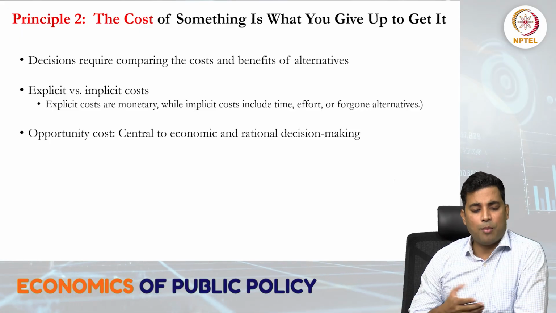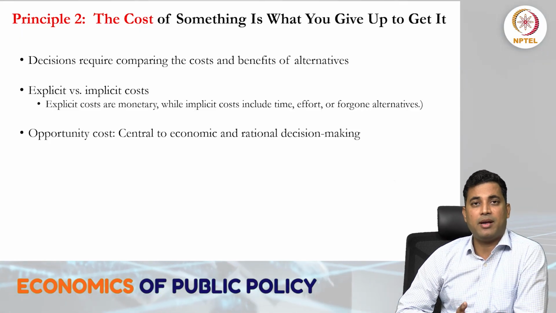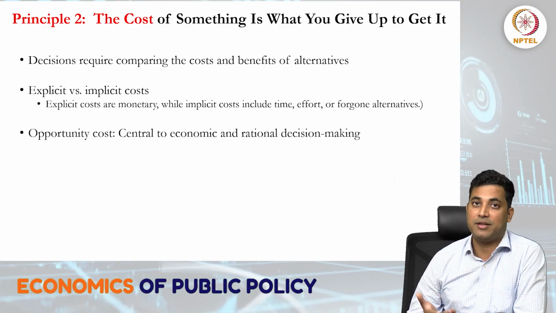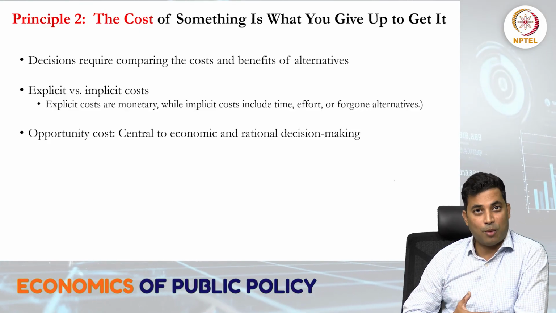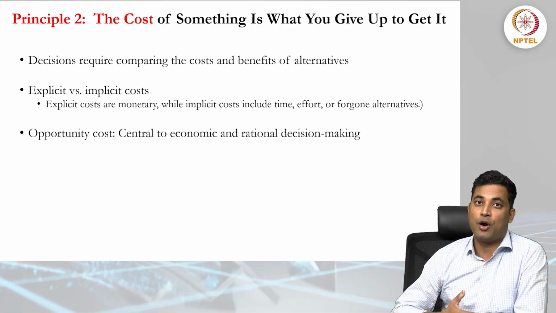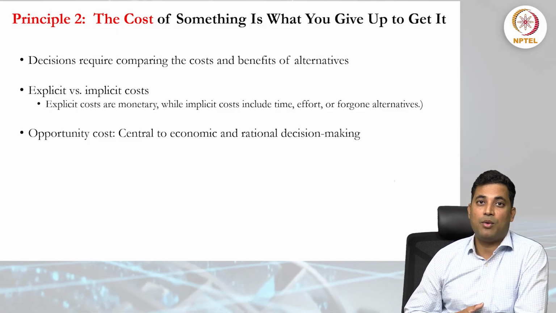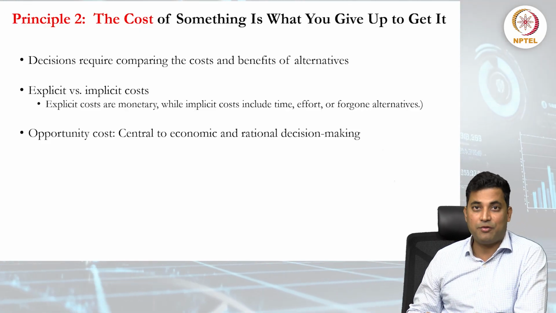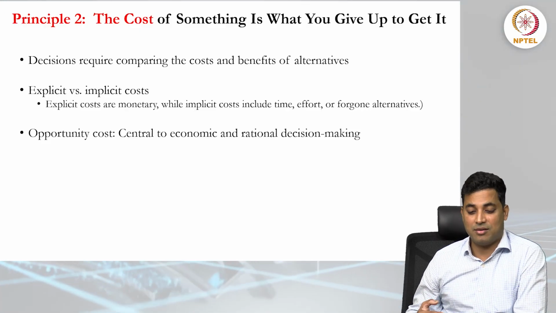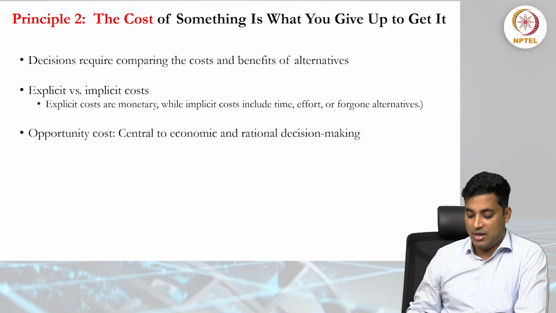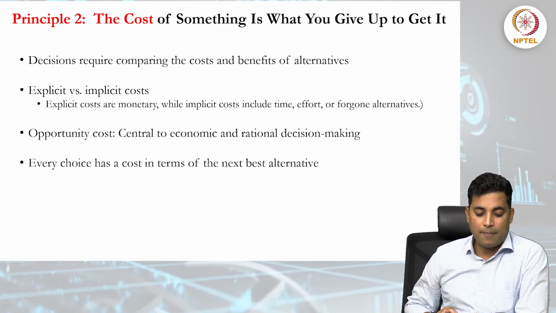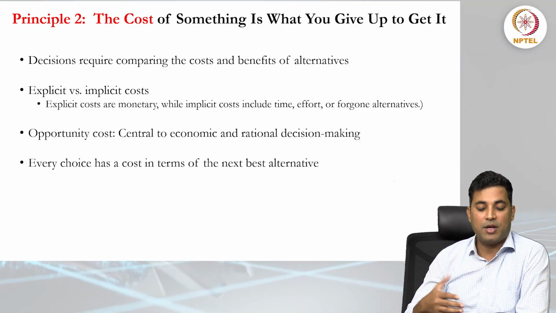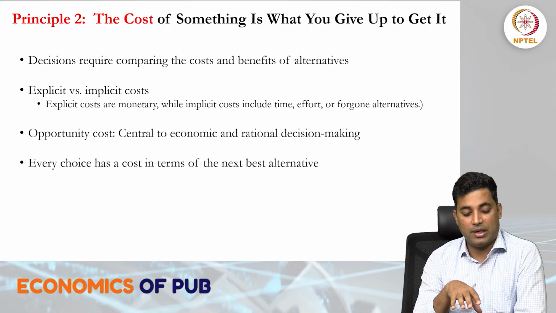So now I'm bringing up opportunity cost again, and this is central to the discussions on decision making. You're making the decision to choose one commodity over another, so you're giving up one commodity. That is basically your opportunity cost, so you have to be very careful while making the decision or when you face the trade-off and calculate the cost. Every choice has a cost in terms of the next best alternative, because this is very central in the case of opportunity cost.